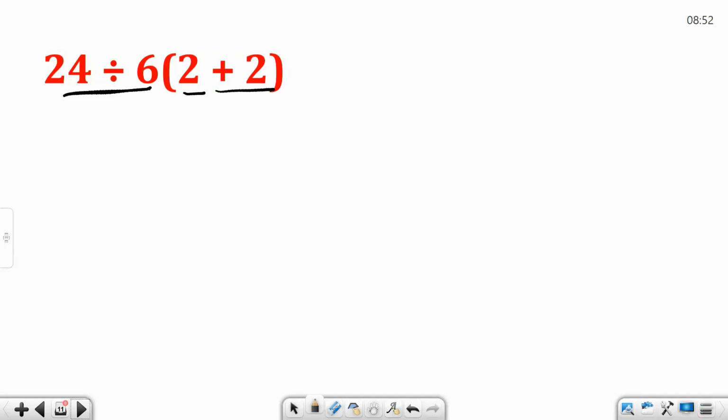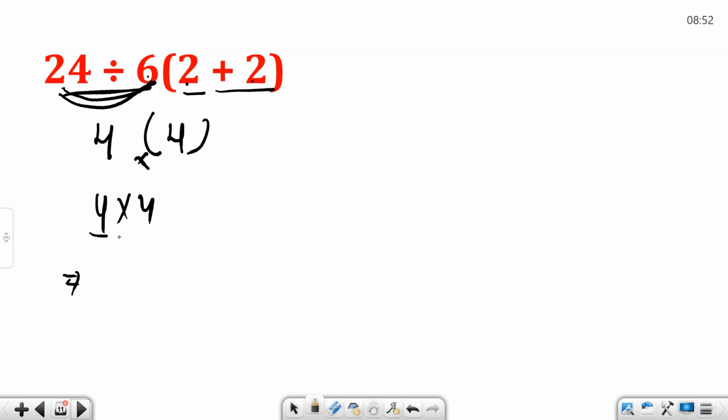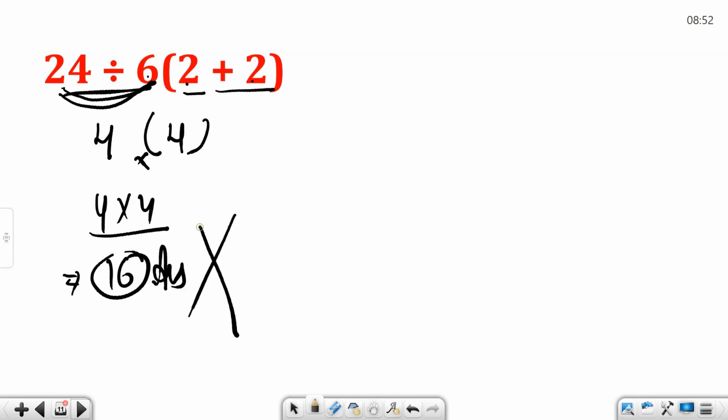Let's solve 24 divided by 6 equals 4. In brackets, 4 times 4, when we do the multiplication in the brackets, 4 times 4 is 16. If we solve it further, 4 times 4 is 16. 16 is the answer. Let's write it down properly.